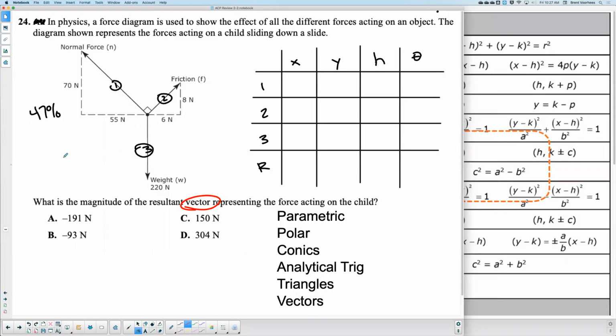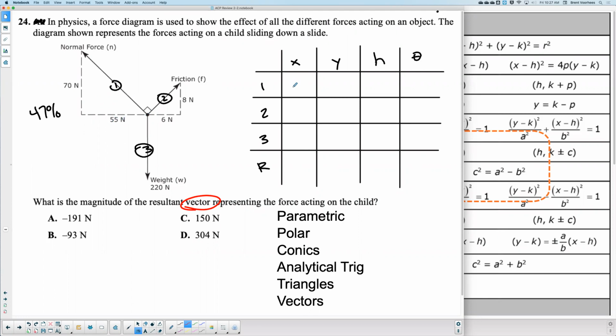So here we go. Vector 1. When you look at it, does it look like an X, a Y, or a diagonal H? It looks like a diagonal H. However, the data they gave me, they did not give me the diagonal magnitude and the angle. What did they give me instead? This 55, what does that represent? They gave us an X.